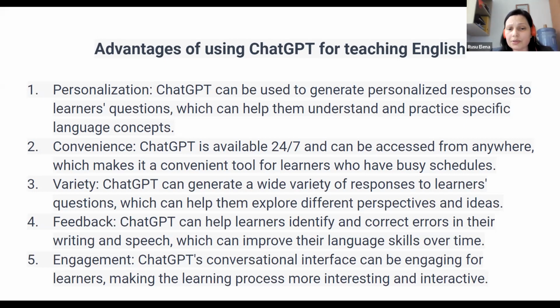Feedback. ChatGPT can help learners identify and correct errors related to their writing or speaking, and it can improve their language skills. And of course, engagement. Why engagement? Because if you have a question and you don't have the answer, it is very difficult to keep that level of motivation. ChatGPT is a conversational interface that can be engaging for the students, making the learning process more interesting and interactive.